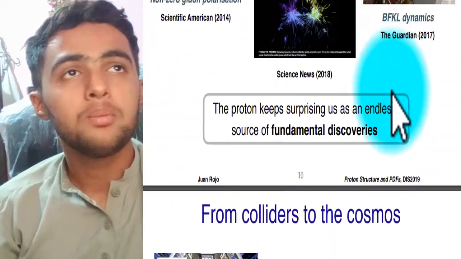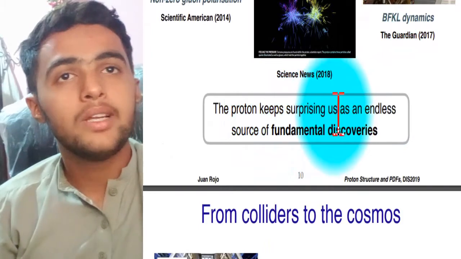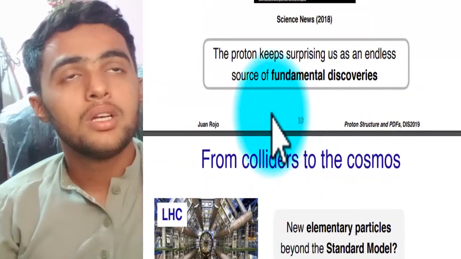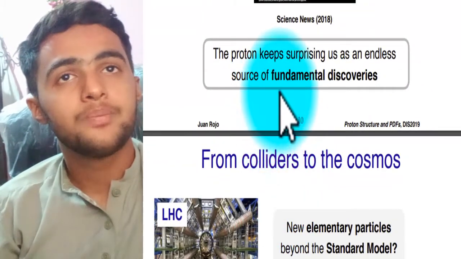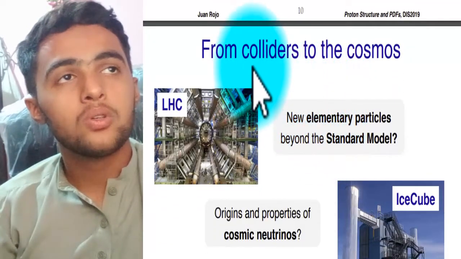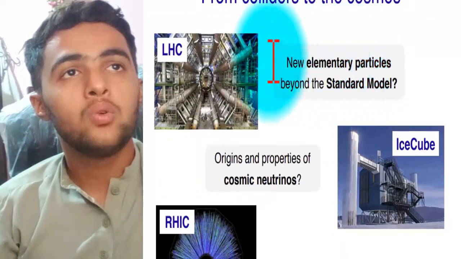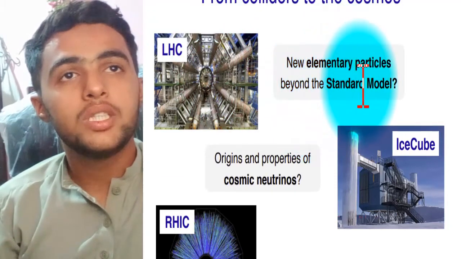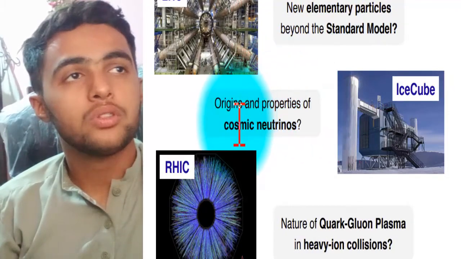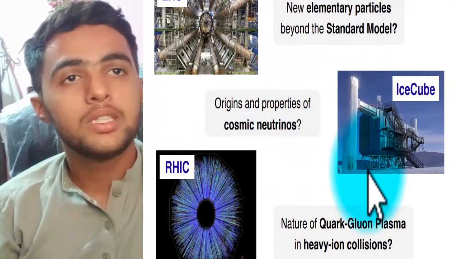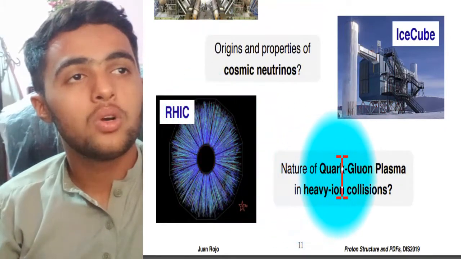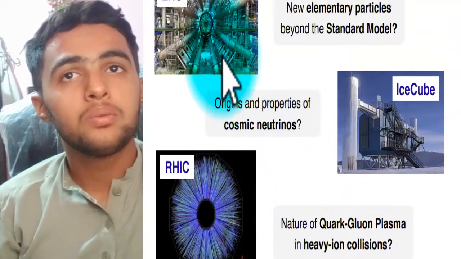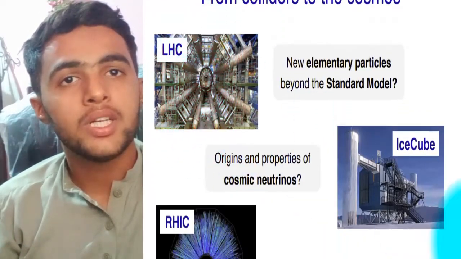The proton keeps surprising us, an endless source of fundamental discoveries. It means it has too many fundamental discoveries, from collider to the cosmos. LHC: new elementary particles beyond the Standard Model. Origin and properties of cosmic neutrinos, IceCube. RHIC: nature of quark-gluon plasma in heavy ion collisions. Here we have some diagrams of LHC, IceCube, and RHIC.